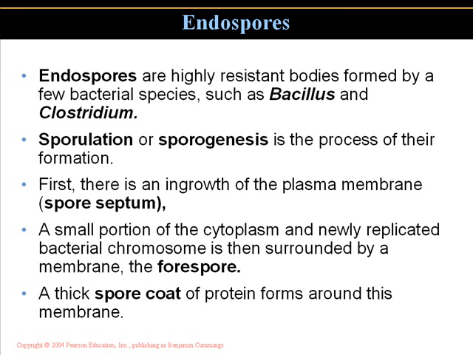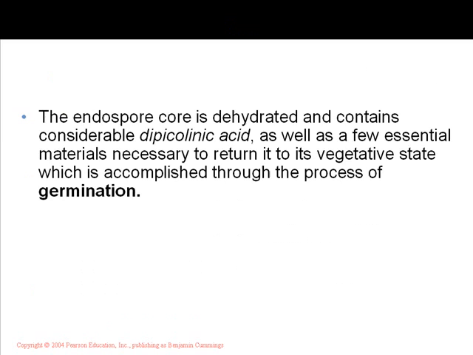Sporulation or sporogenesis is the process of their formation. First, there's an ingrowth of the plasma membrane, a spore septum. A small portion of the cytoplasm and a newly replicated bacterial chromosome is then surrounded by a membrane, a forespore. A thick spore coat of protein forms around the membrane.